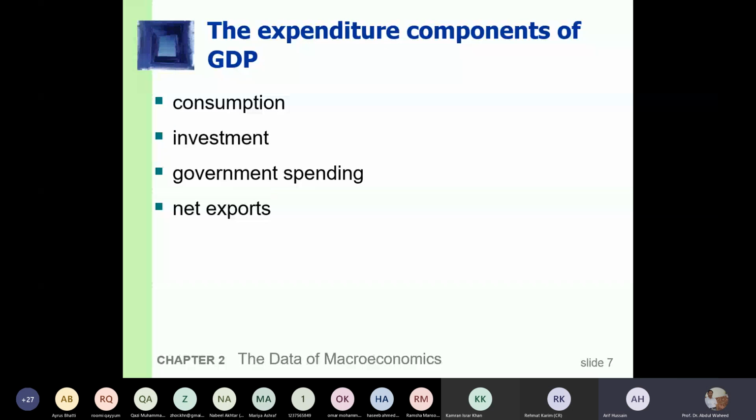We make consumption expenditure on food. Food is what type of good? Durable good or non-durable good? Non-durable. Yes, non-durable, okay. Then what about durable goods? What are the durable goods? It could be shelter.